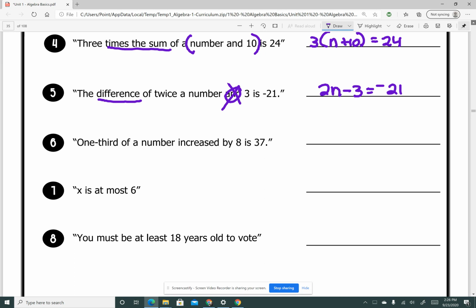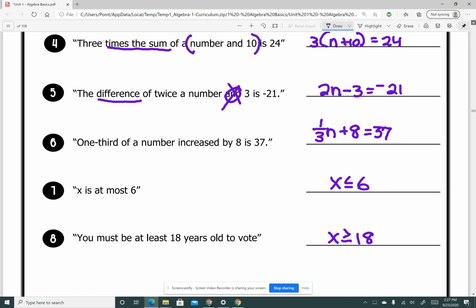Number 6. 1/3 of a number increased by 8 is 37. X is at most 6. So these are not equations, it's an inequality. So X must be less than or equal to 6. You must be at least 18 years old to vote. So X must be greater than or equal to 18.